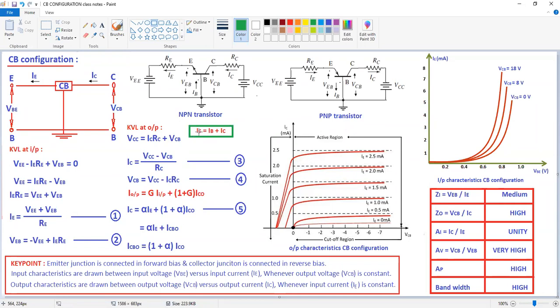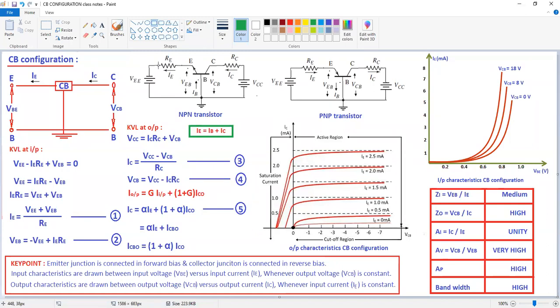Now here we are saying that IE is equal to IB plus IC. To explain this output graph, I am going to take this equation. Now here, output characteristics are drawn between the output voltage versus output current whenever the input current is constant. Here, output voltage is VCB. Output current is IC, whenever the input current IE is constant.